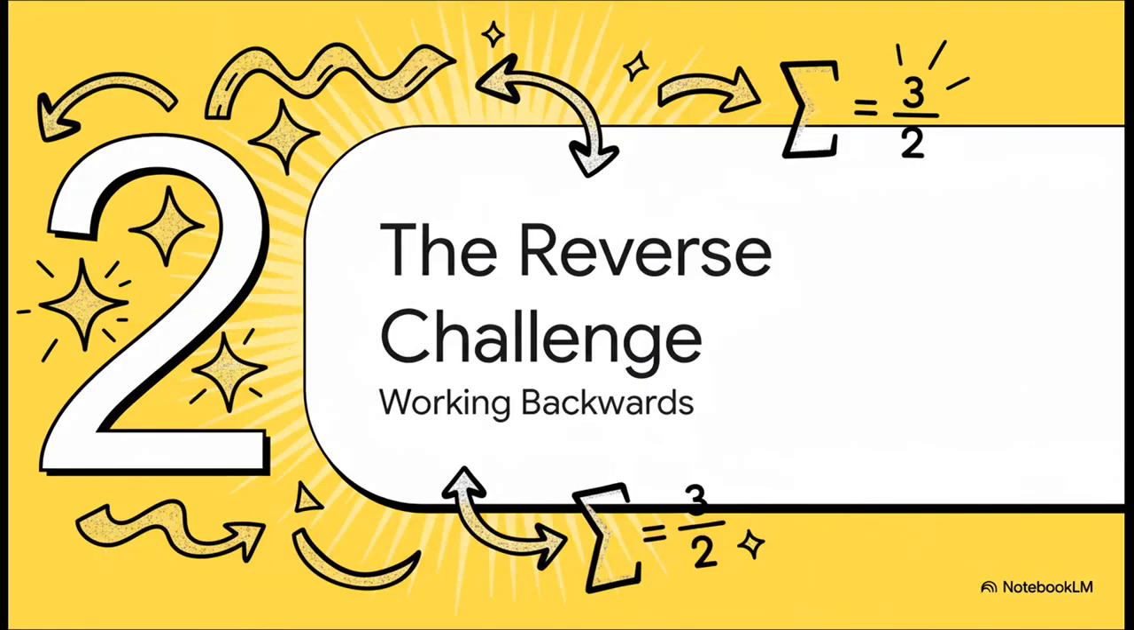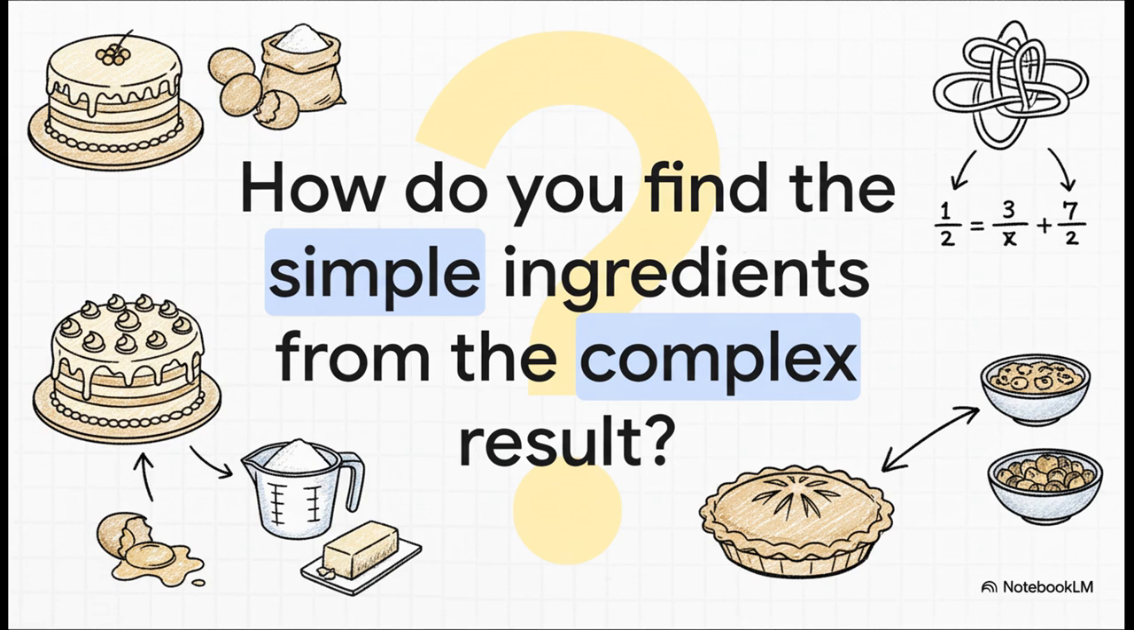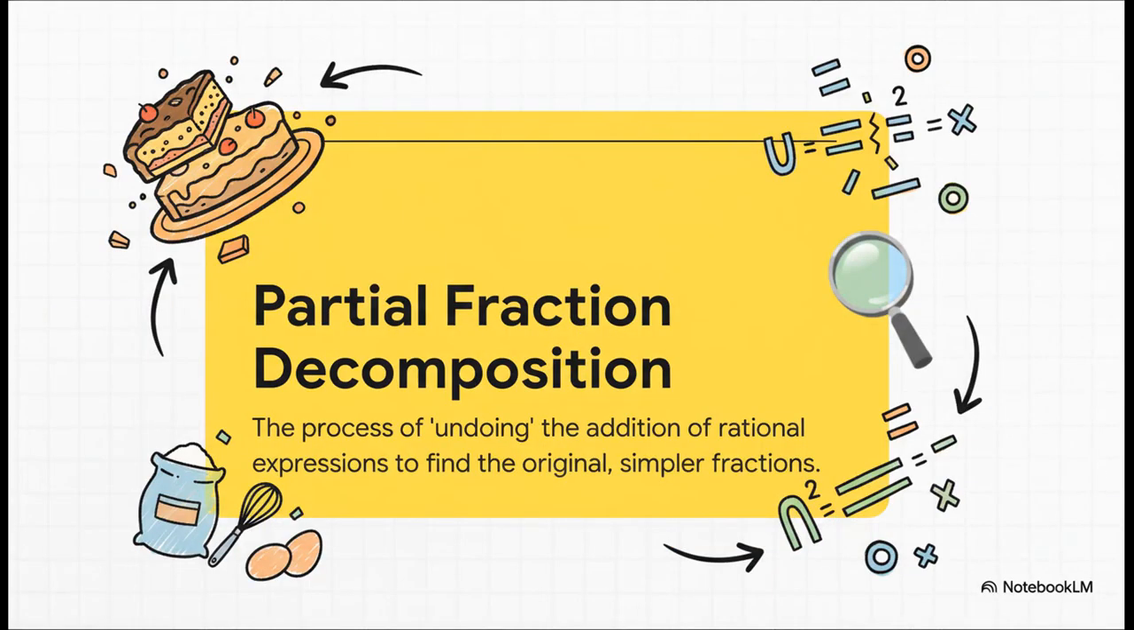But what if we only have the finished cake? I mean, this is the real challenge, and it's where all the magic really happens, figuring out how to work backward from that complex result. This right here is the core question. If I just gave you that cake, could you tell me exactly how much flour and how many eggs went into it? That is the puzzle we are trying to solve. This whole reverse process actually has a name, partial fraction decomposition, and it's pretty much what it sounds like. Our goal is to deconstruct, to unbake the cake and find those original, simple ingredients.